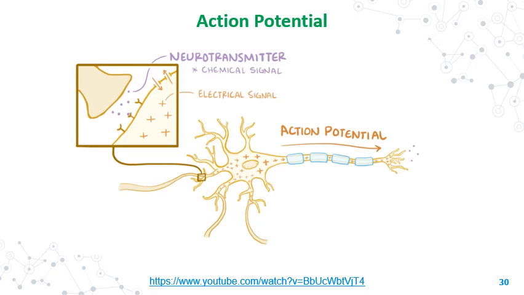So here it is, right? What is happening here? This is at your neuromuscular junction. Okay, so here is a muscle, and here is the end of your neuron at the axon.